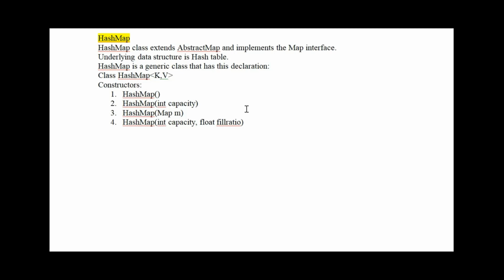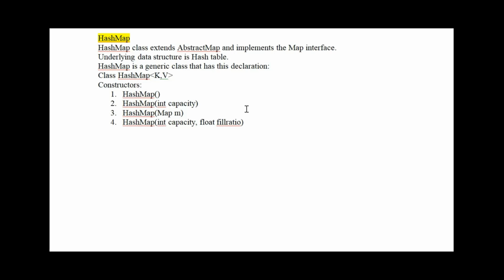There are 4 constructors for the HashMap. The first one is the default one with no arguments. The second one takes an integer capacity; the size of the HashMap can be specified in the second constructor. In the third constructor, you can pass a map object. And in the fourth constructor, you can also mention the float fill ratio.